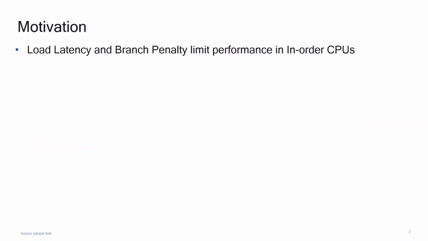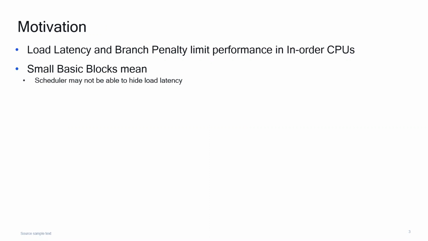Load latency and branch penalty limit performance in order CPUs, which every one of you may already be aware of. If we have small basic blocks, then we may have to take branch penalty often, and the instruction scheduler may also not be able to hide load latency. If something is not clear, please interrupt me right away.